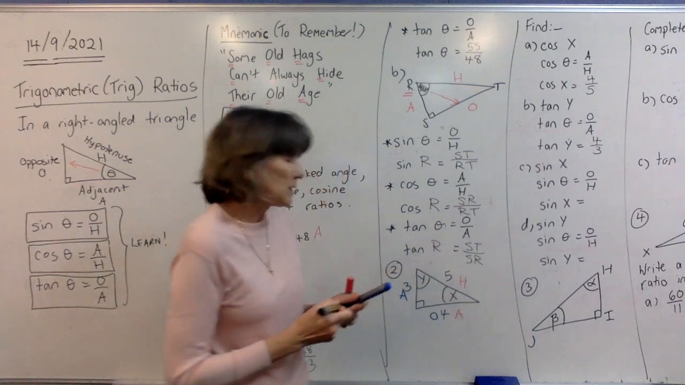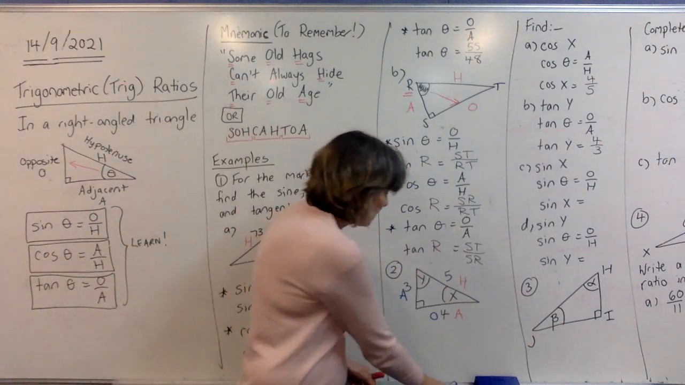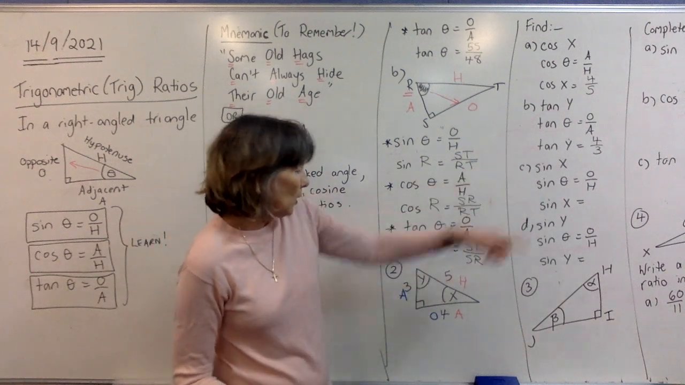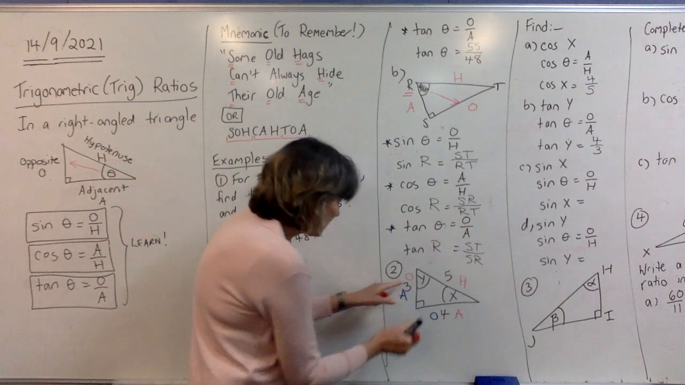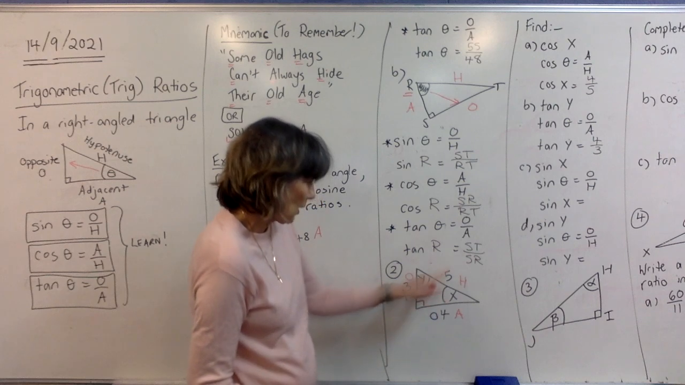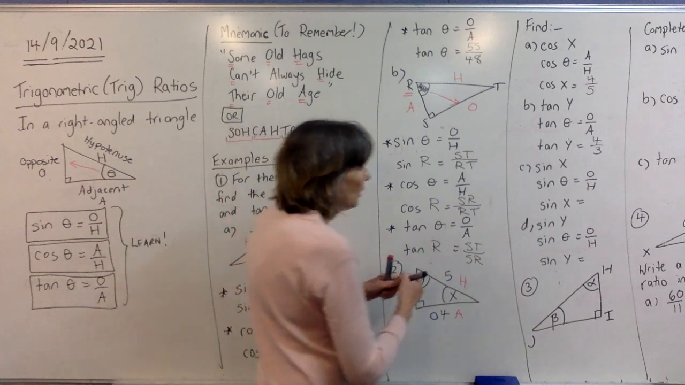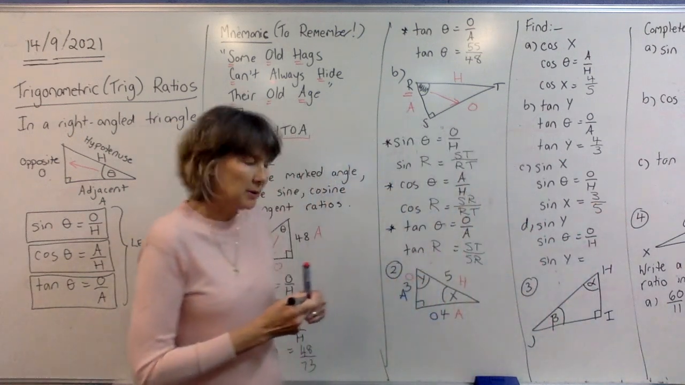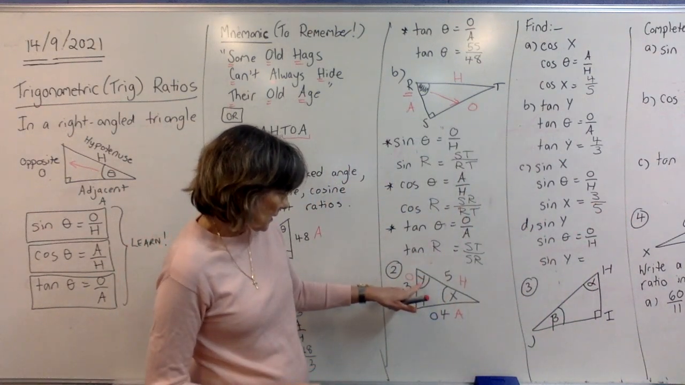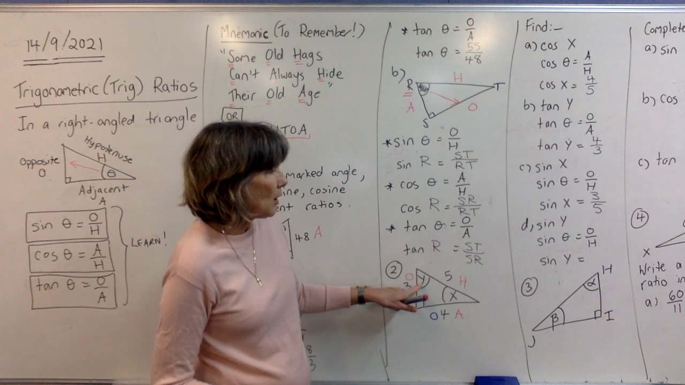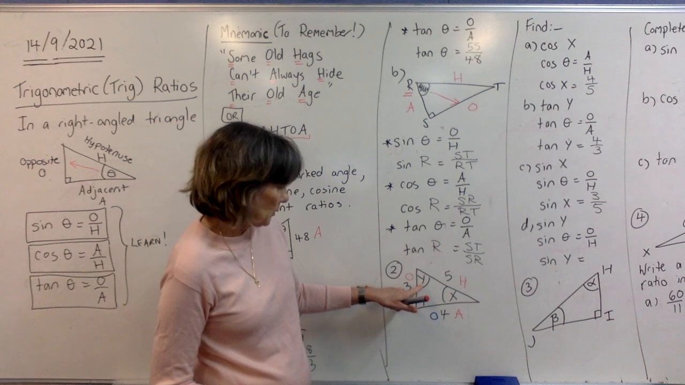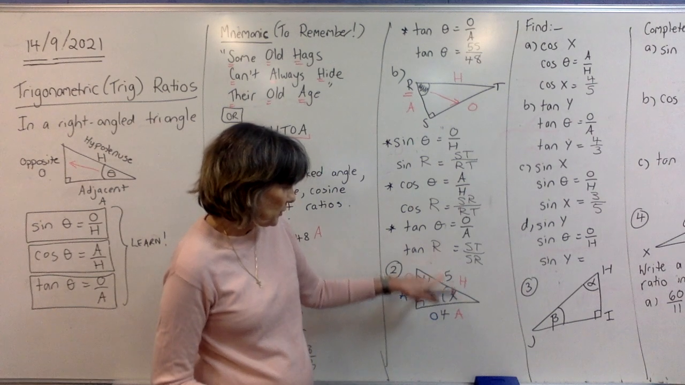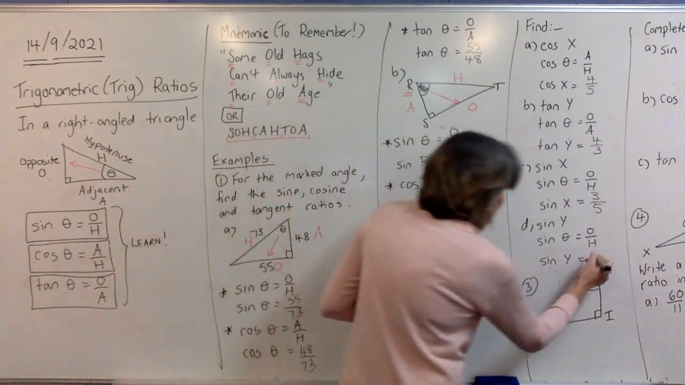Okay, and the next one we're doing is sine x. So we're going back to the red pen for this. Sine is opposite over hypotenuse. This is the opposite side to x over the hypotenuse. So it's 3 over 5. Okay, next one, sine y. Right, so sine is opposite over hypotenuse. Opposite side is 4. Hypotenuse is 5. Write it down.